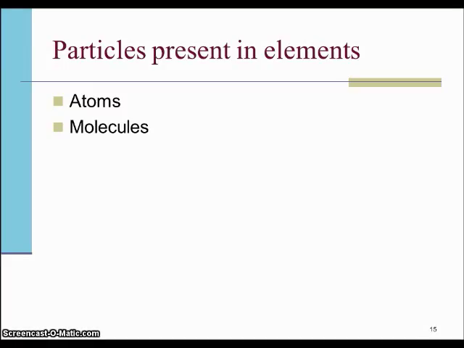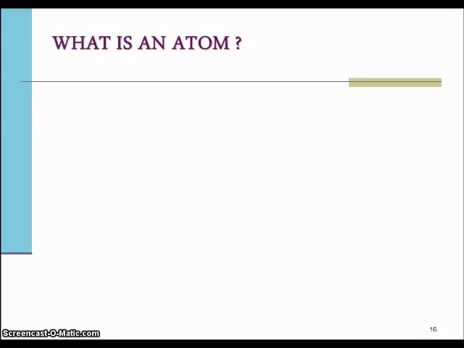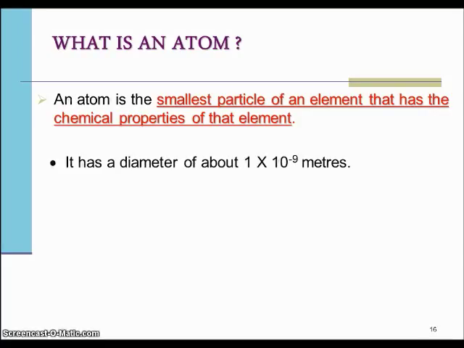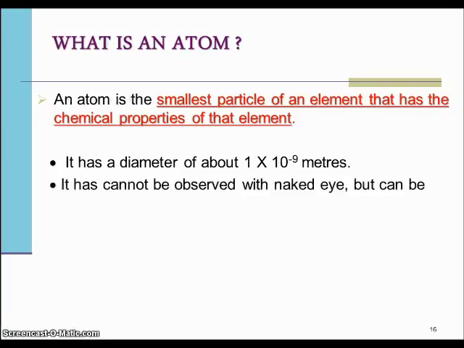When we're talking about particles present in elements, we are looking at atoms as well as molecules. Then what exactly is an atom? An atom is the smallest particle of an element that has the chemical properties of that element. It has a diameter of about 1 × 10⁻⁹ meters, and it cannot be observed with the naked eye, but can be seen using an electron microscope.